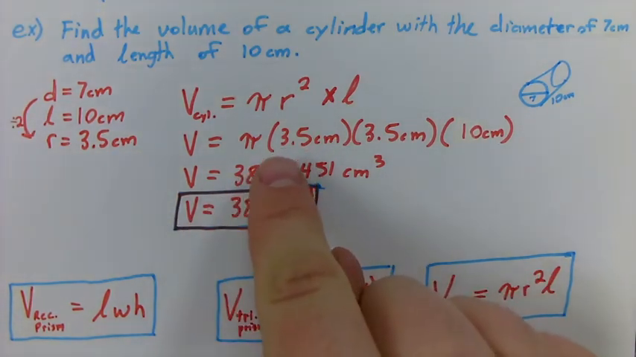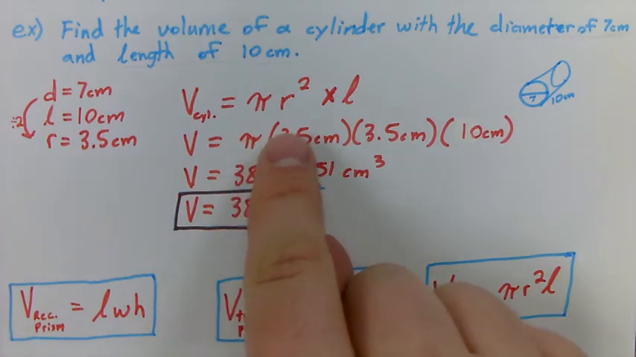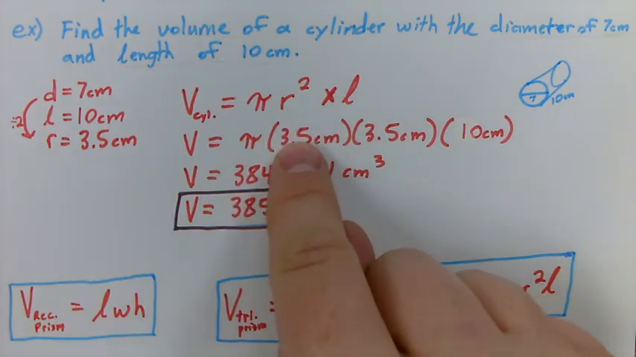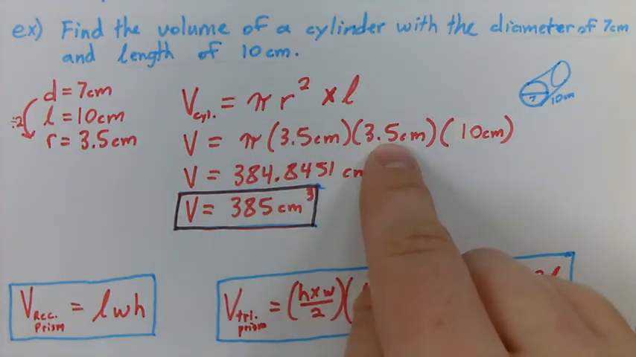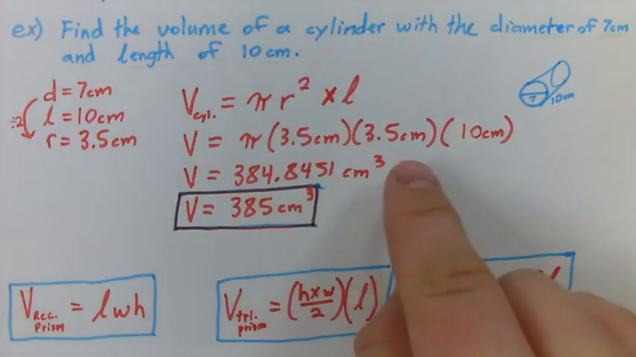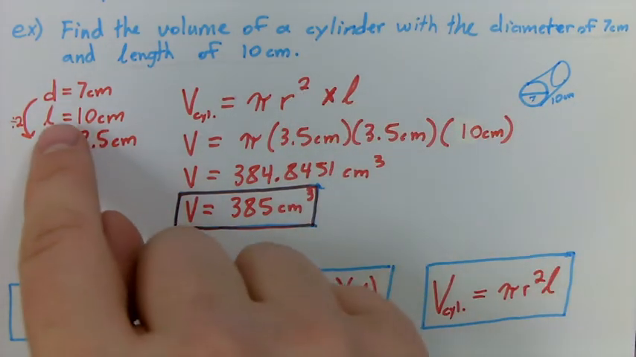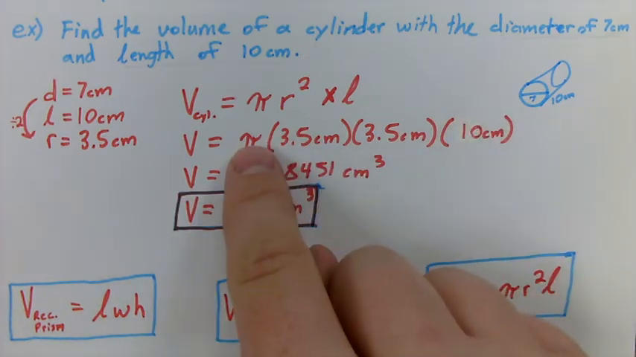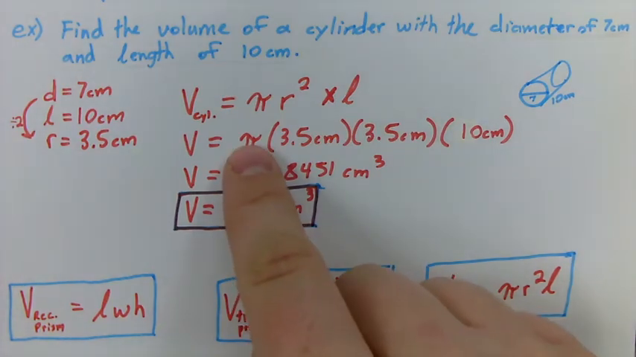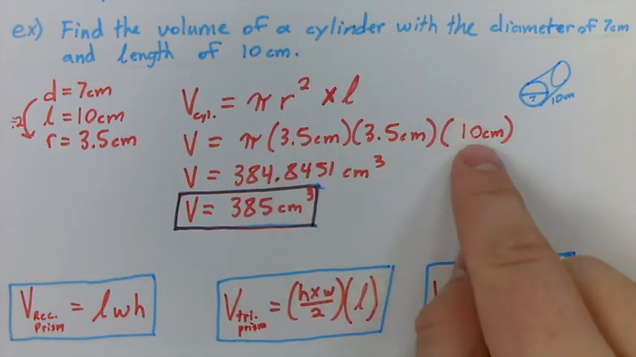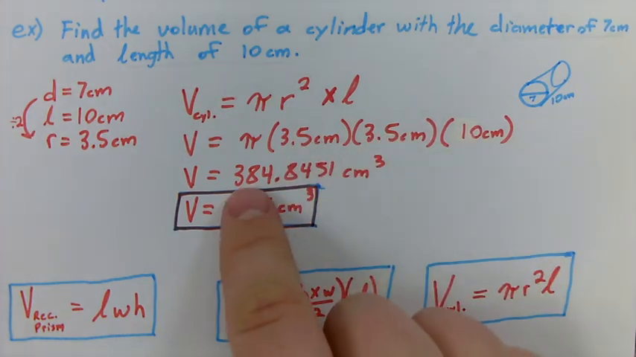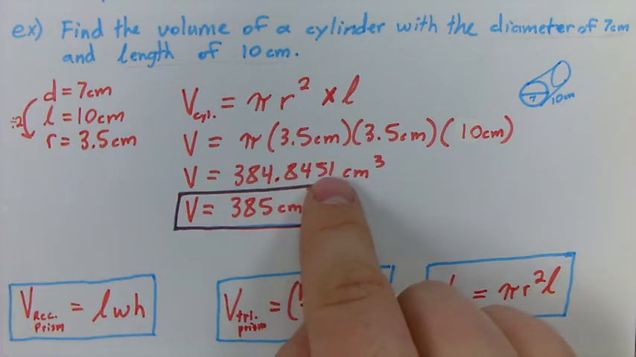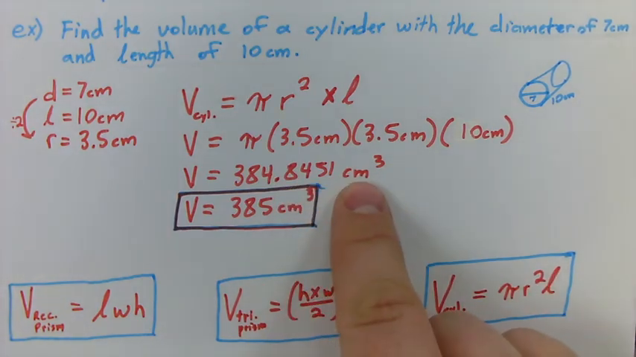So put in our numbers. Pi is 3.14. R squared is 3.5 times 3.5. So we do that twice. That's what the 2 in the air means. And then times the length, and the length is 10, so it's 10. So this ends up equaling, if you go in your calculator, or maybe you're good in your head with this, you go 3.14, or you can type pi times 3.5 times 3.5 times 10. You'll end up with 384.8451 and a bunch more decimals, centimeters cubed.